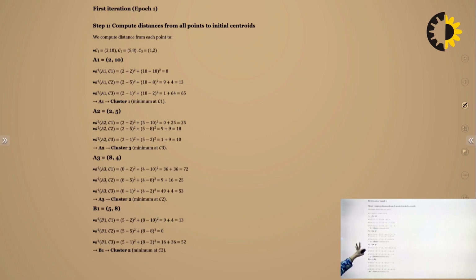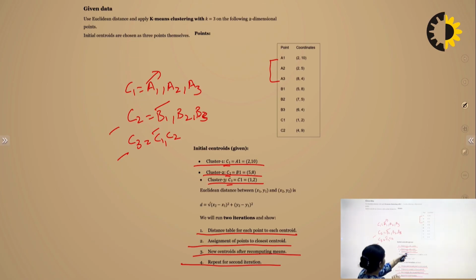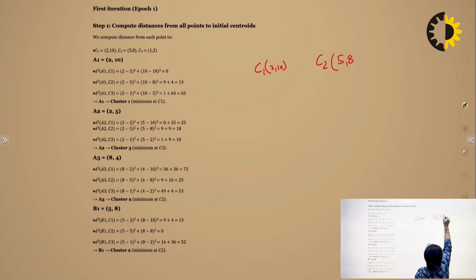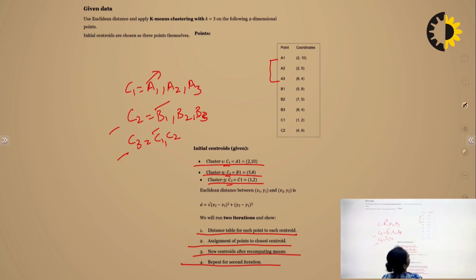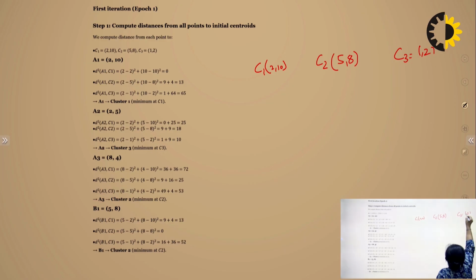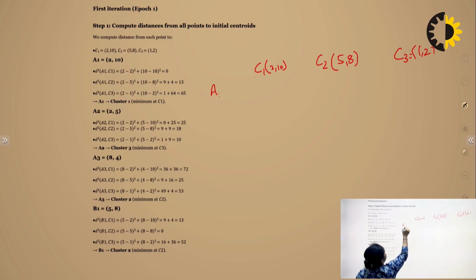So here we will go for the first iteration. Same thing I have done. Let's do it. I am taking C1, which is 2, 10. I am taking C2, which is 5, 8, and C3, which is 1, 2. Okay. So here are the elements A1, A2, A3, B1, B2 and B3.